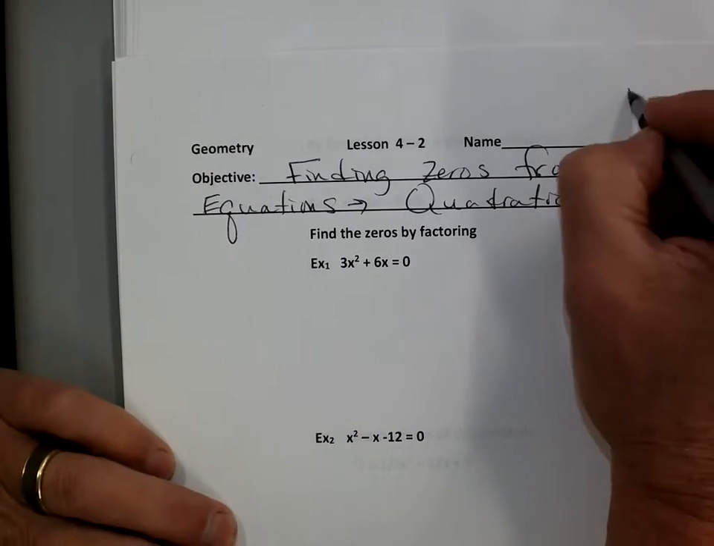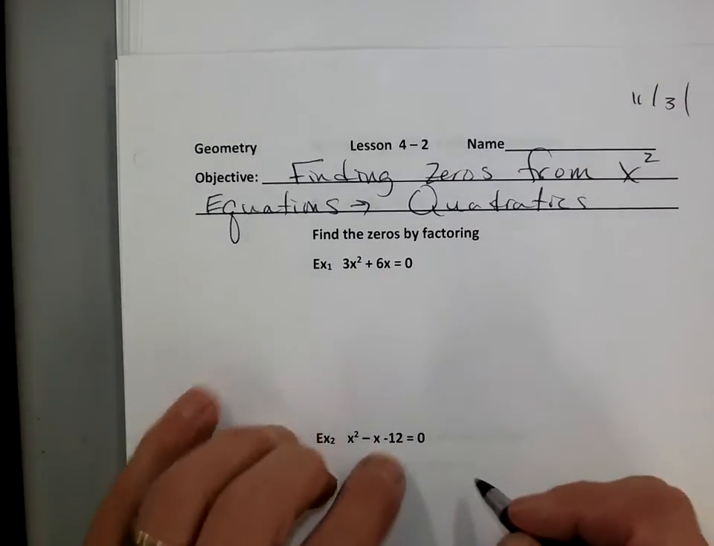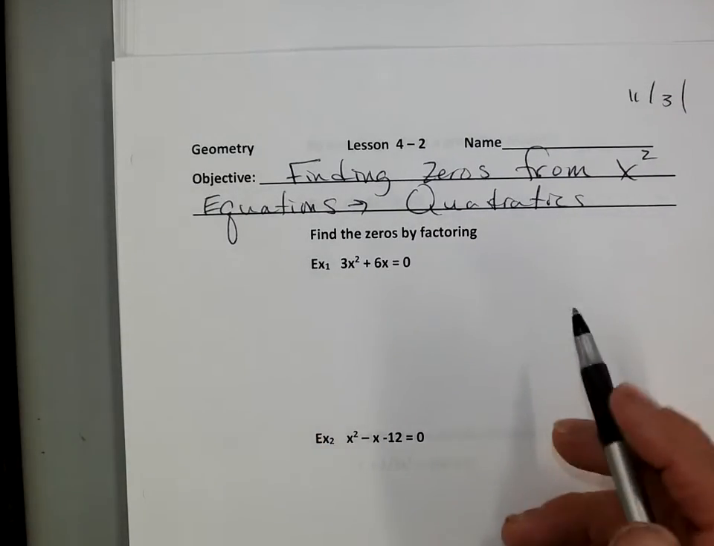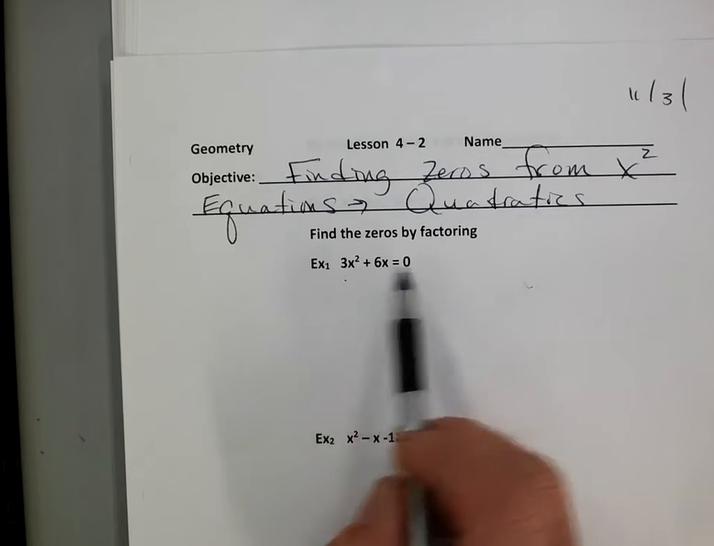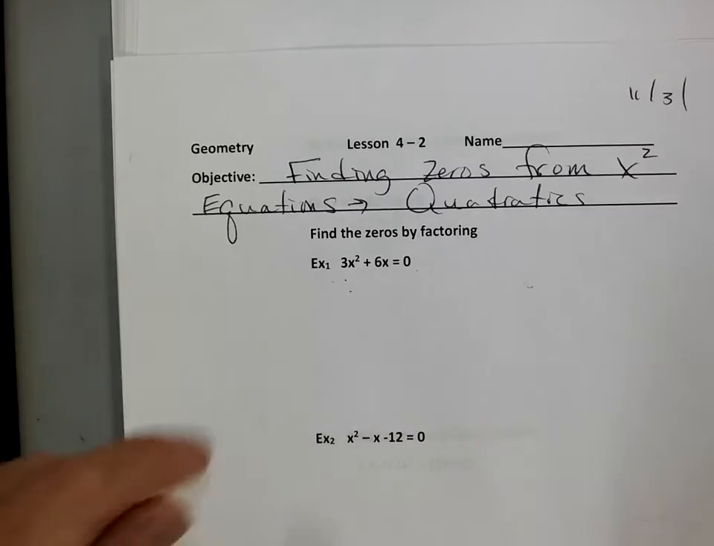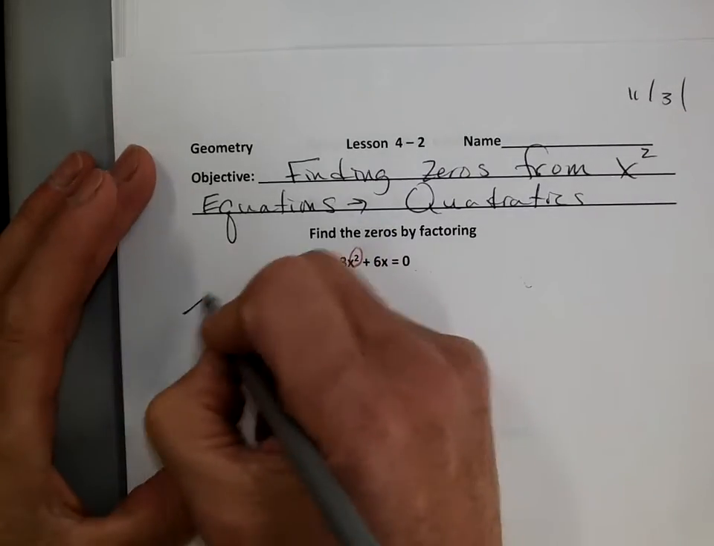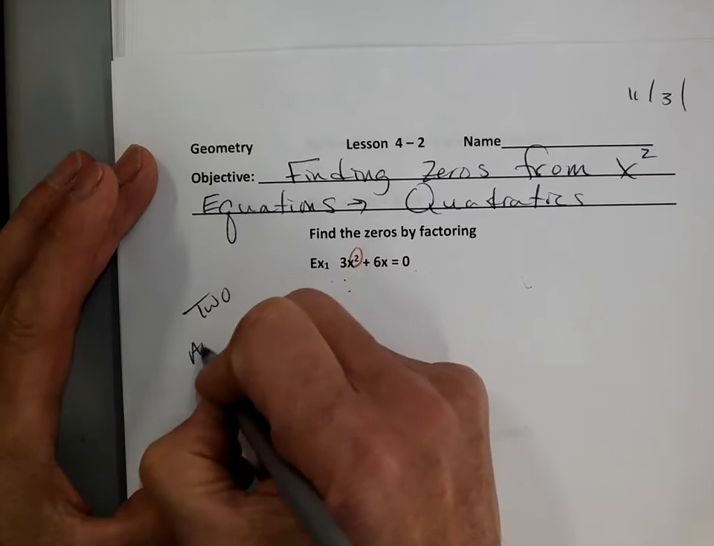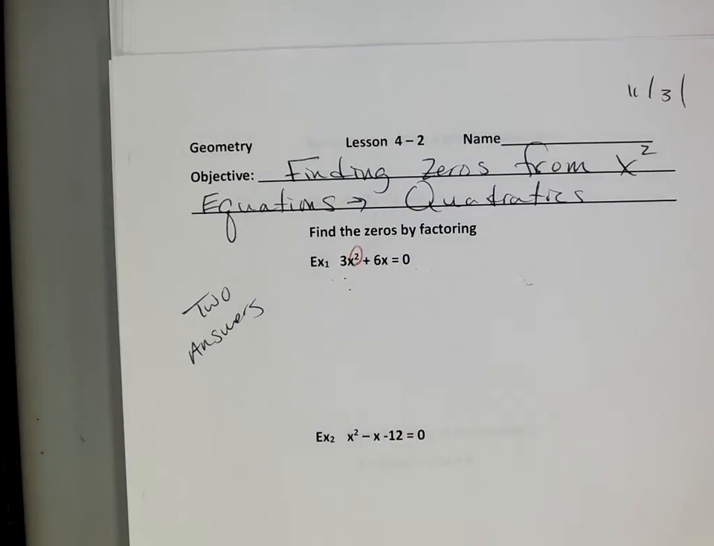Today's date, 11/3, election day. Whew, big day. So, on example 1, what we want to do is take a look at finding the zeros. Well, the zeros are to solve for it. Now, I know there has to be 2 answers. Must be 2 answers. So to get 2 answers, let's get 2 mini equations. But to get mini equations, let's factor.